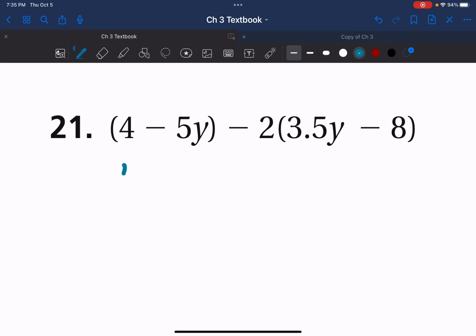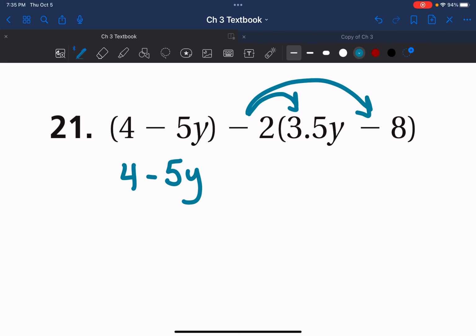I'm going to rewrite this as just 4 minus 5y, because there's nothing outside there to distribute, right? But now this one's kind of like the one that was in our notes. It's not a negative 1 that's getting distributed through here, it's a negative 2. So we need to actually multiply, okay? Negative 2 times 3.5. Well, I know 3.5 times 2 is 7. But don't forget, one negative turns everything negative. So this is now going to be negative 7y.